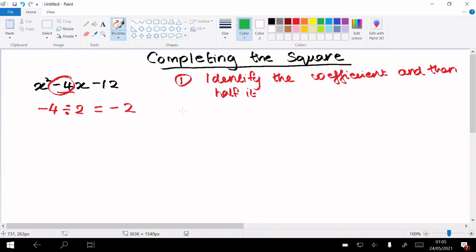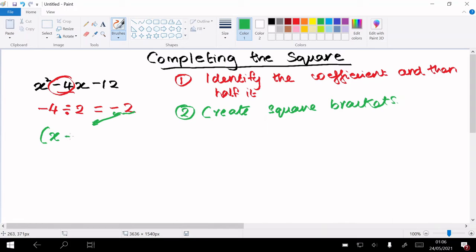Now step 2: create square brackets. What I mean by that is after you half it and you get a value, create a square bracket out of it. So you'll put this in here. So that will be x minus 2 whole squared. So this is step 2 and this is step 1.